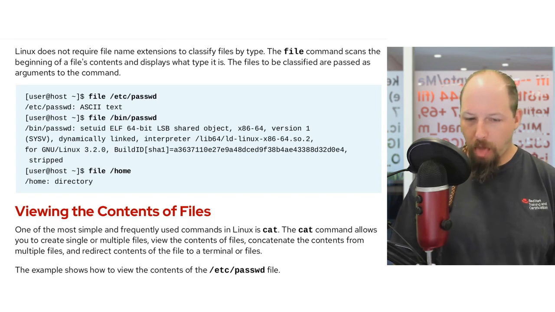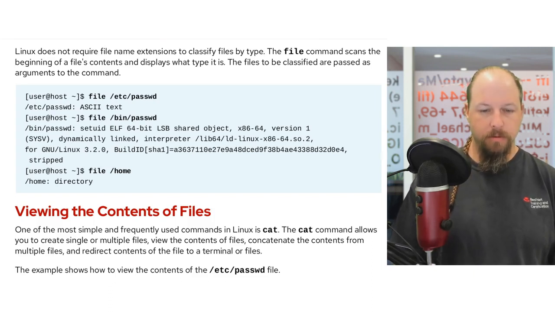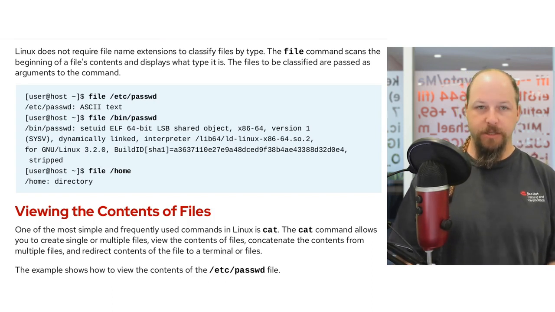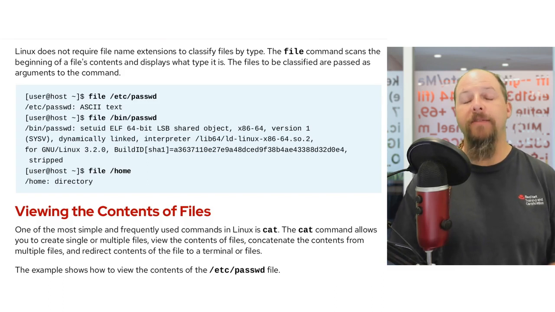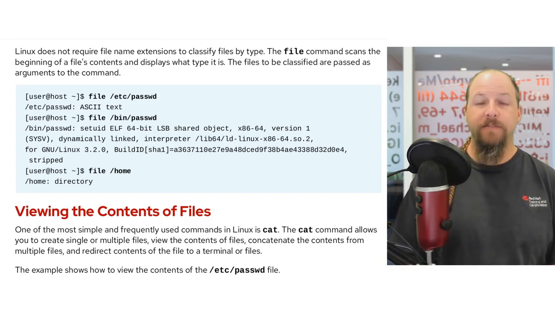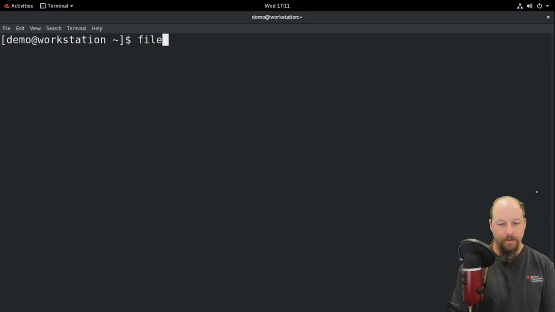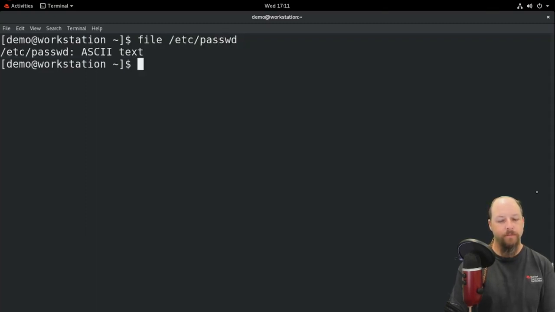Now that we understand how to rotate our password, let's continue looking at some additional commands. By design, Linux does not require or enforce specific file extensions. In lieu of that, we have the command file. The file command scans a file and determines what kind of content is within that file. Let's take a look at an example on the command line. Here, I'll look at the credential password file. We can see it's known as an ASCII text document.